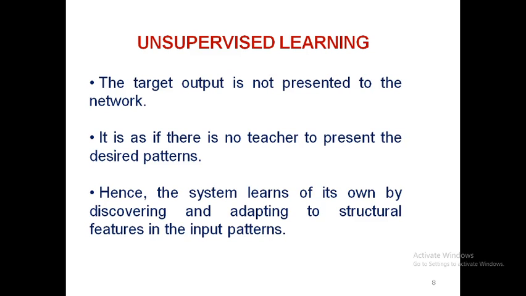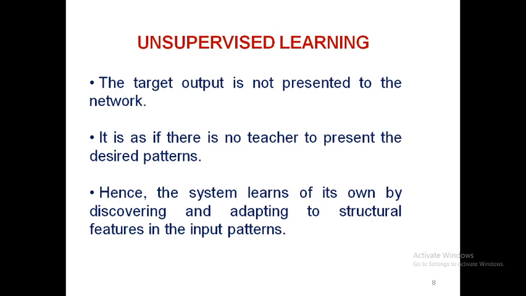The second one is unsupervised learning. Here the target output is not presented to the network. In unsupervised learning, we don't know the targeted output. Earlier, in supervised learning, for every input pattern there is an expected output pattern. But here in unsupervised learning, we have input patterns, but the target output is not presented to the network. Hence, there is no teacher to present the desired patterns. Earlier, in supervised learning, a teacher was there to present the expected outputs.